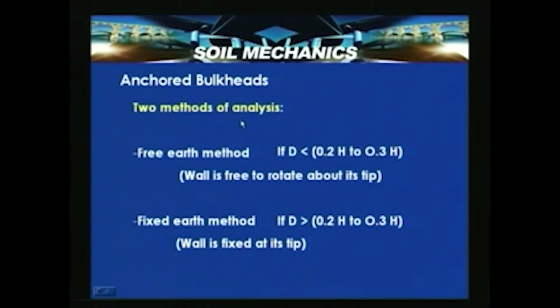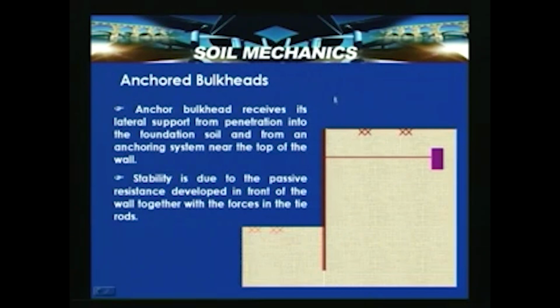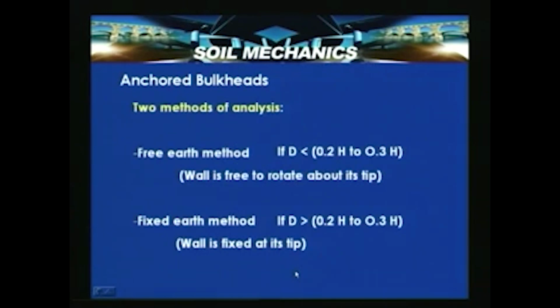Basically, these anchored bulkheads are analyzed with two methods of analysis. One is called the free earth method. The free earth method is used if the embedment depth is less than 0.2 to 0.3 times the height. H is the retained height, which is shown here, and D is the embedded depth. So if D is less than 0.2 to 0.3 times H, the free earth method is used. In the free earth method, it is assumed that the wall is free to rotate about its tip.